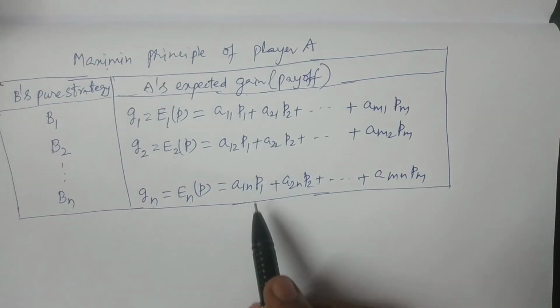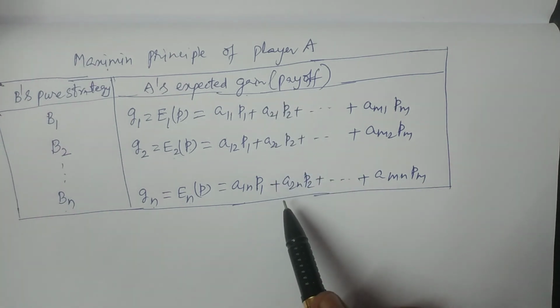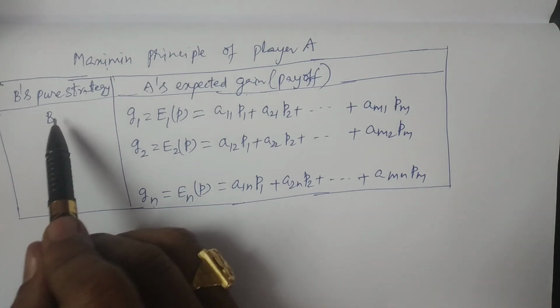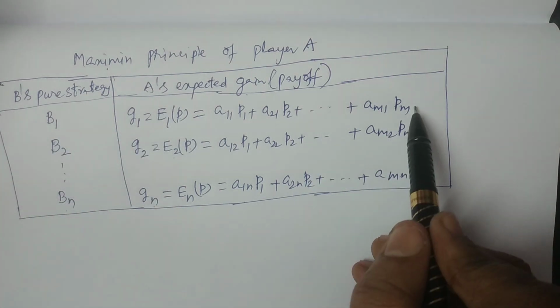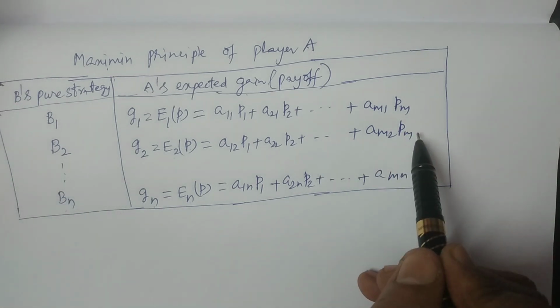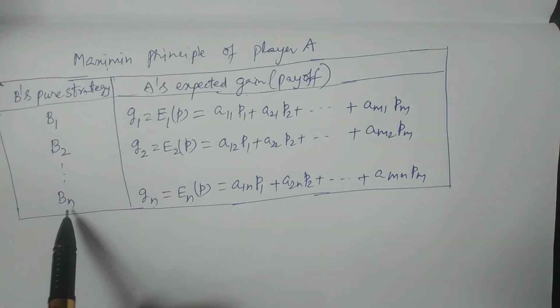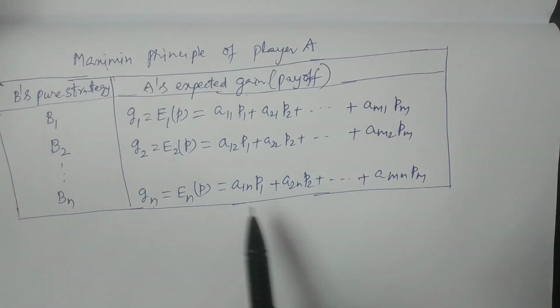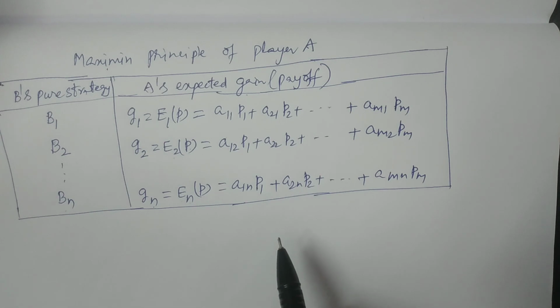Now, please listen clearly, these are the minimum expected gains. What player A is required to do is always look to maximize his minimum expected gains. If player B uses pure B1, then this is the minimum expected gain for player A. If player B uses B2, then this is the minimum expected gain for player A. Similarly, if player B uses Bn, this is the minimum expected gain for player A. Among these minimum expected gains, player A would like to always maximize his minimum expected gain.